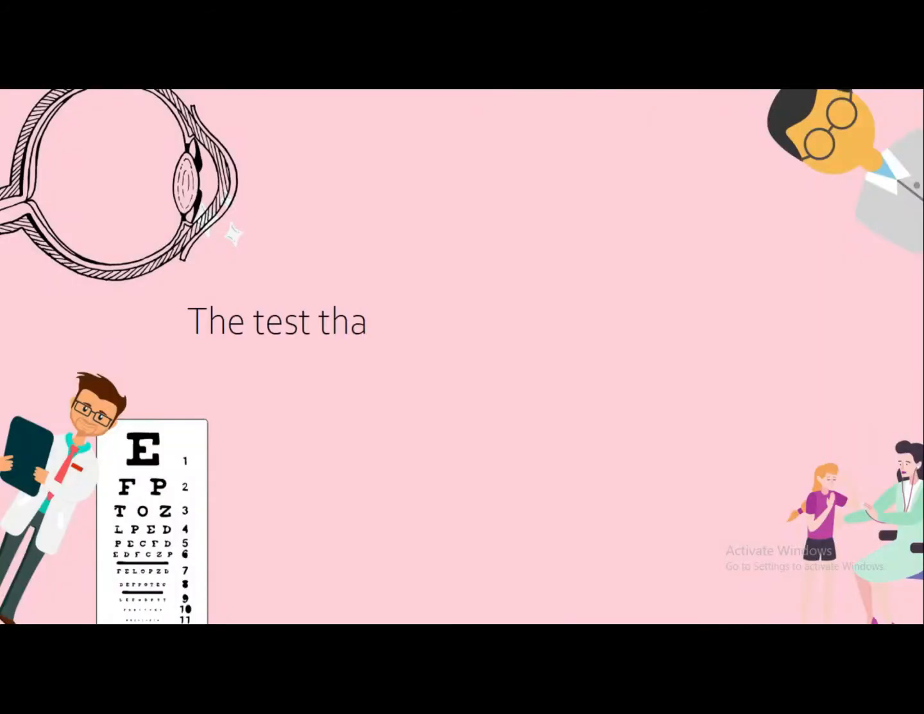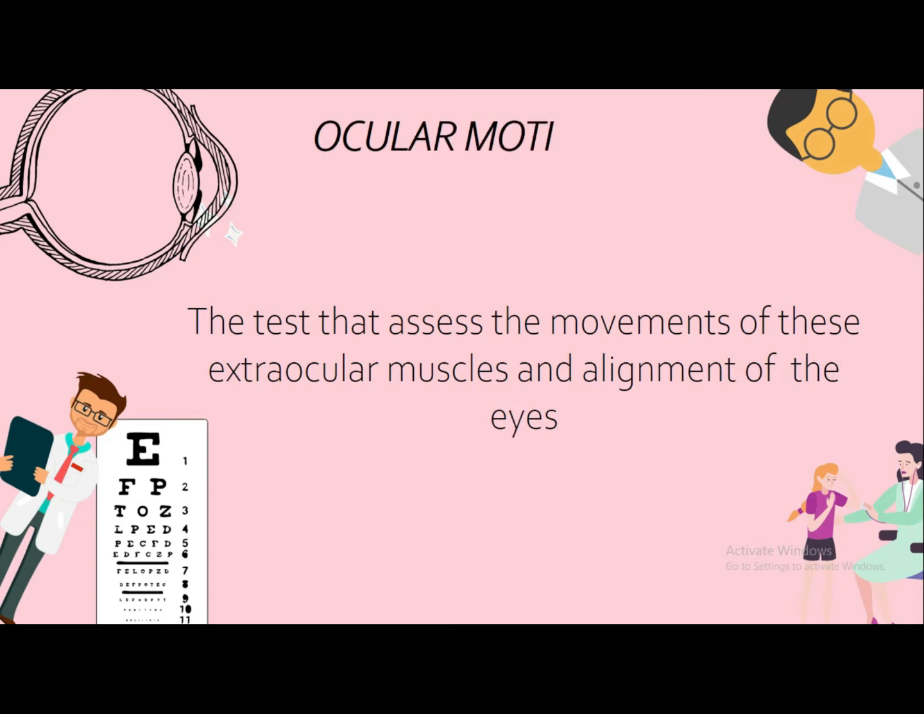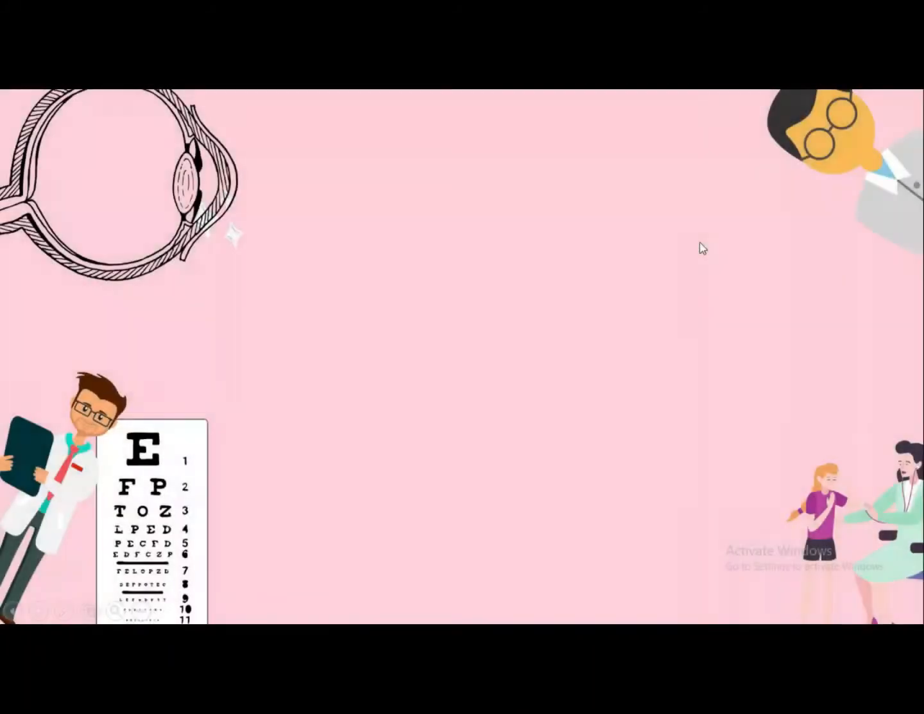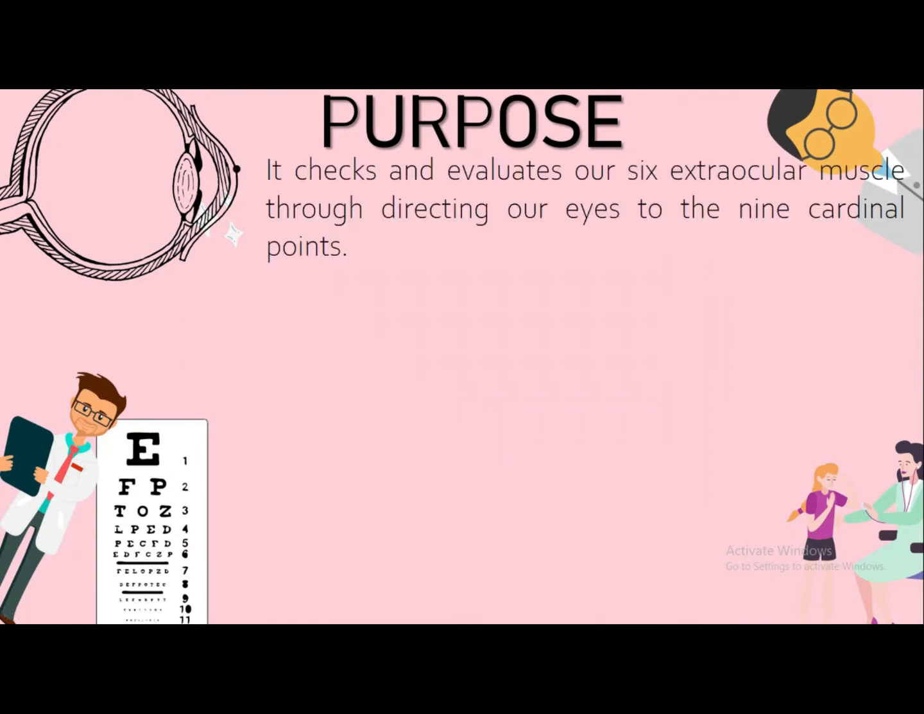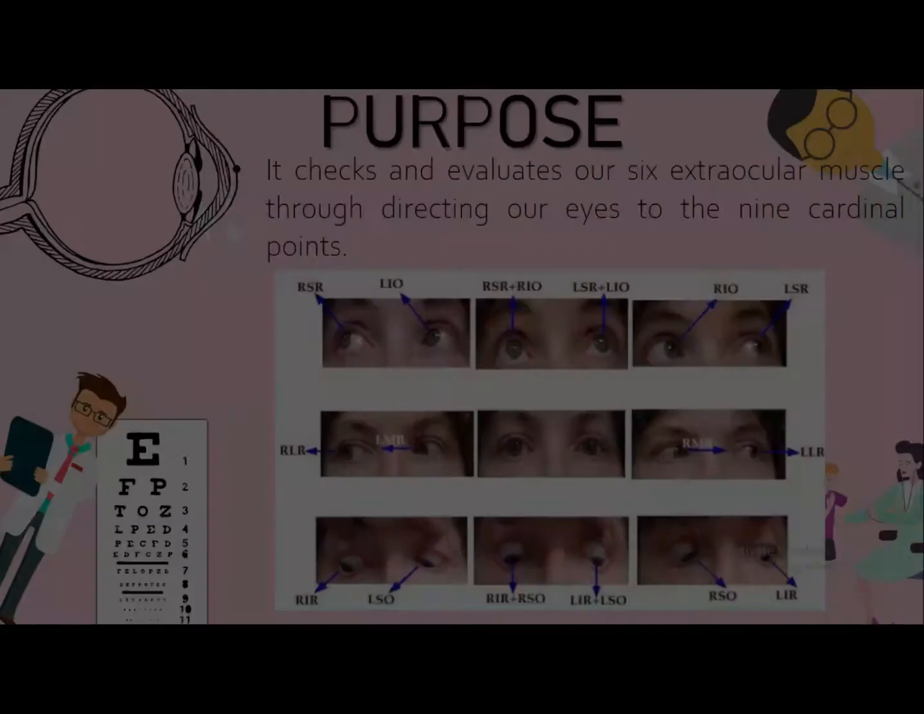The test that assesses the movements of these extraocular muscles and the alignment of the eyes is what we call the ocular motility test, specifically the Broad-H test. The purpose of the test is that it checks and evaluates our 6 extraocular muscles by directing our eyes to the 9 cardinal points. It simply means that it can determine how well your eyes can follow a moving object.